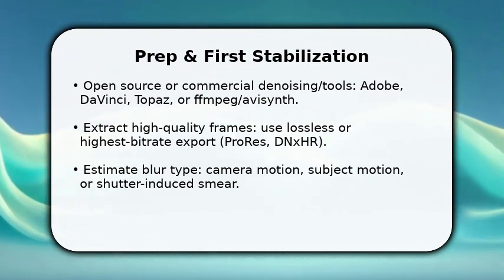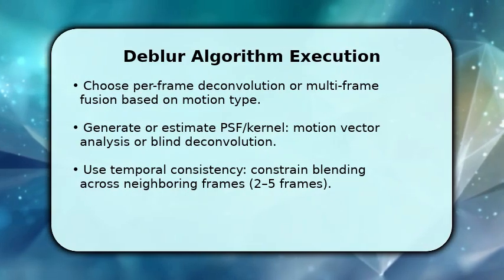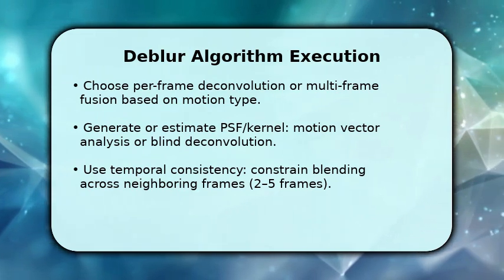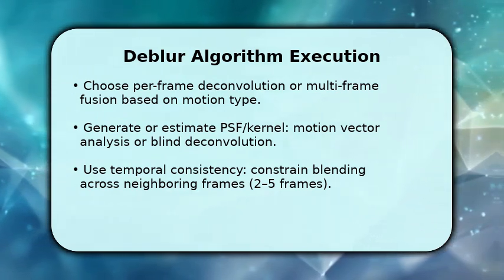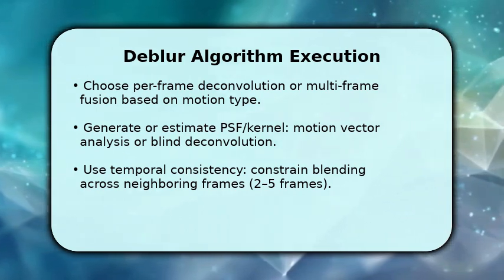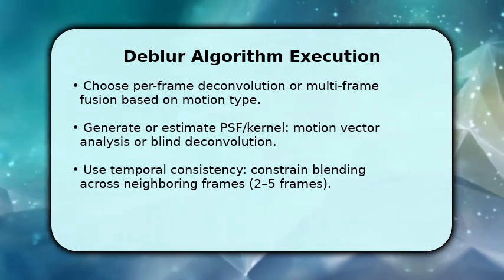Now you apply the deblurring core. Pick multi-frame fusion for repeated patterns or per-frame deconvolution for single, sharp events, because the wrong choice creates artifacts. Once selected, estimate the point spread function, PSF, via motion vectors or blind deconvolution. Accurate PSF equals better sharpness.